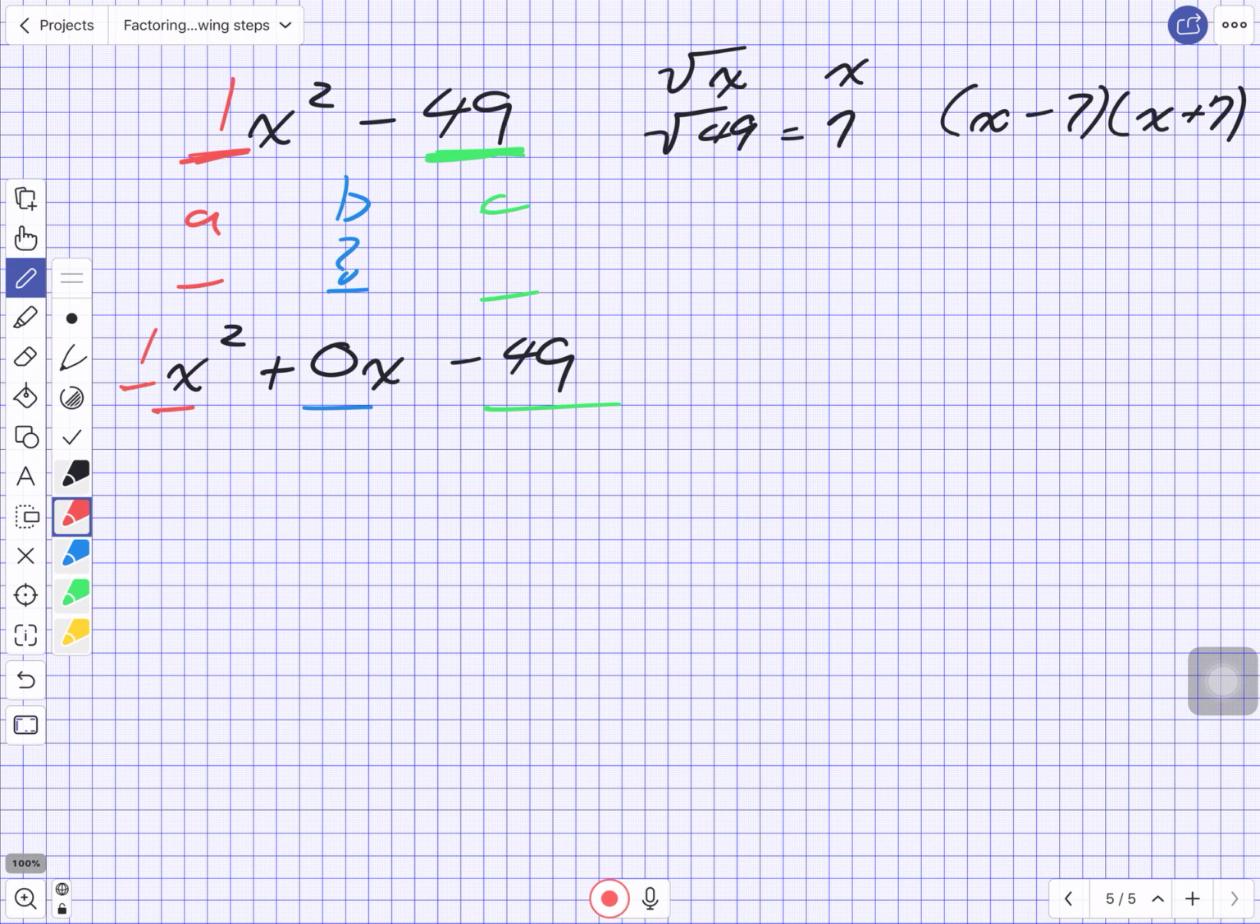Okay? So here's what's interesting. Remember, we need two numbers that multiply to a times c. In our case, 1 times negative 49, well, that's just negative 49. And those same two numbers need to add to 0. What two numbers multiply to negative 49 and add to 0?